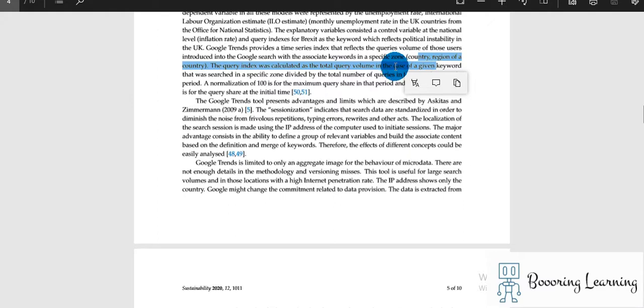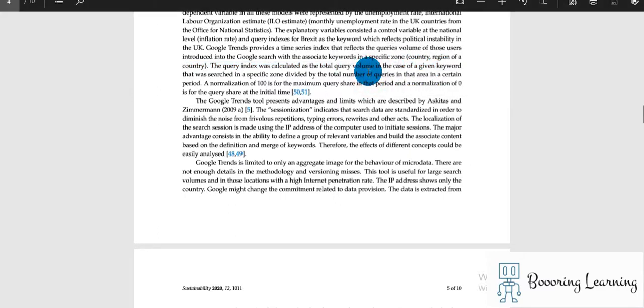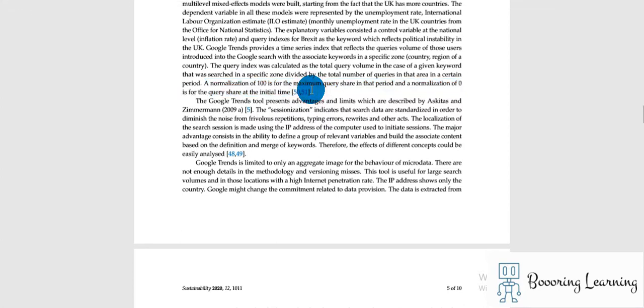The query index was calculated as the total query volume in the case of a given keyword that was searched in a specific zone, divided by the total number of queries in that area in a certain period. So it is also mentioned in other articles that a normalization of 100 is for the maximum query share in that period, and normalization of 0 is for the query share at the initial time.